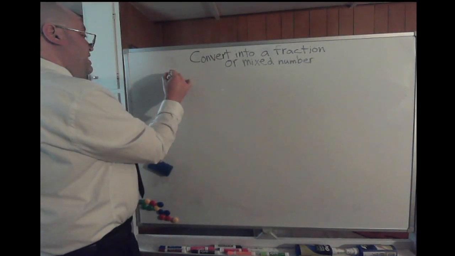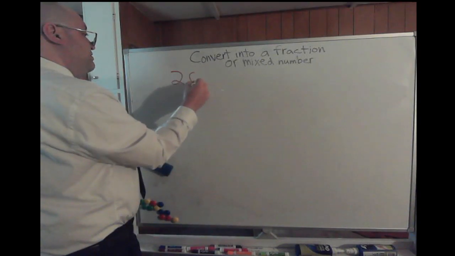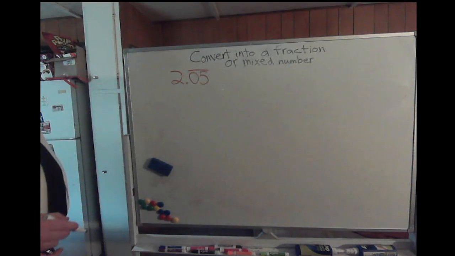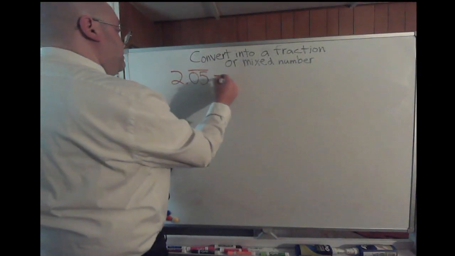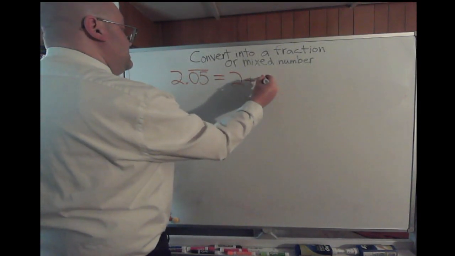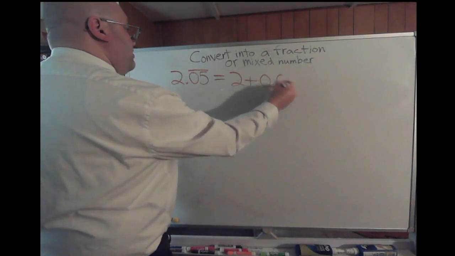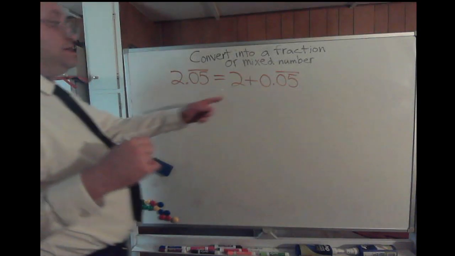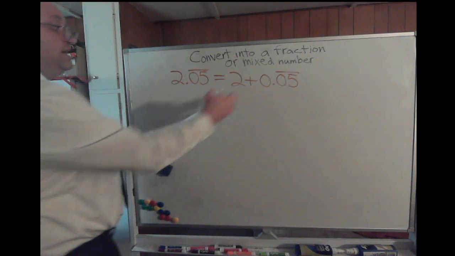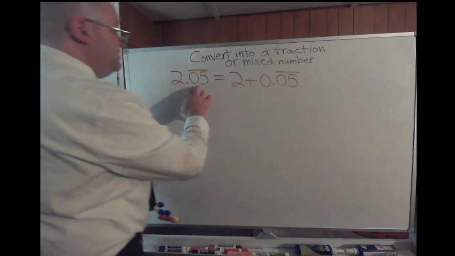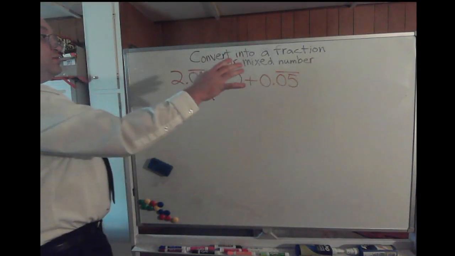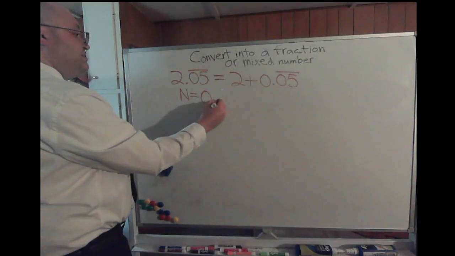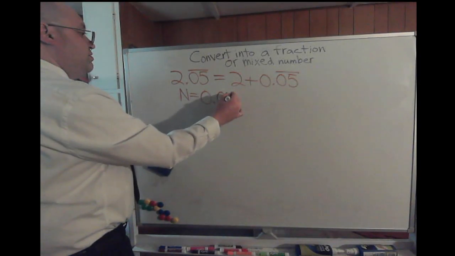All right. So let's see. You have 2.05 repeating, which we know is the same as 2 plus 0.05 repeating. All right, so that means now we can leave the 2 alone. We've split up the 2 and 0.05 repeating. We can now make n our 0.05 repeating.